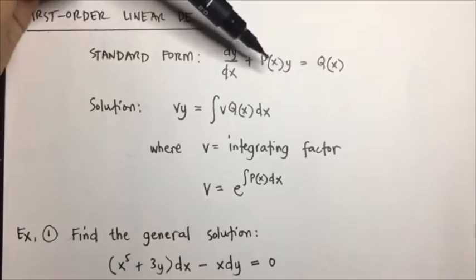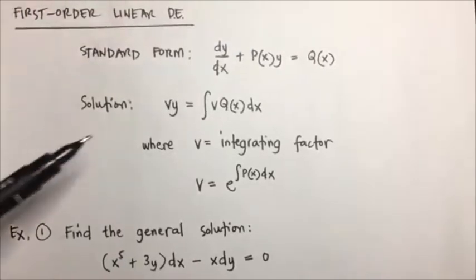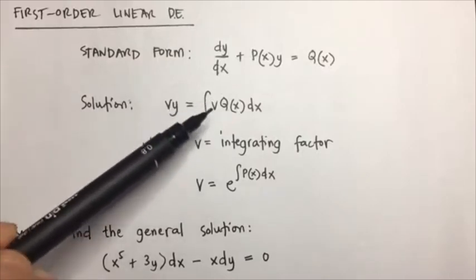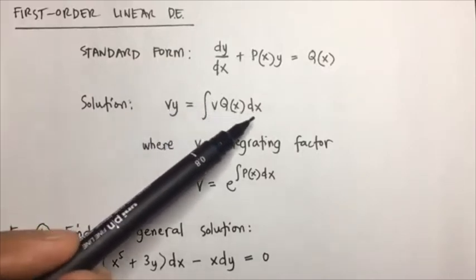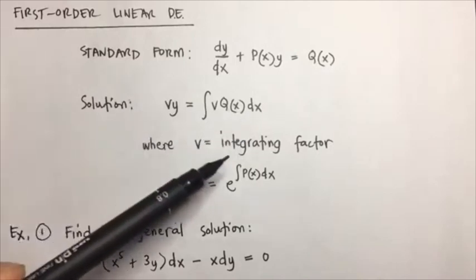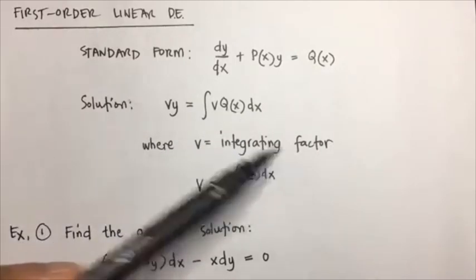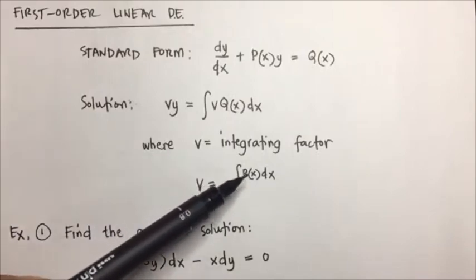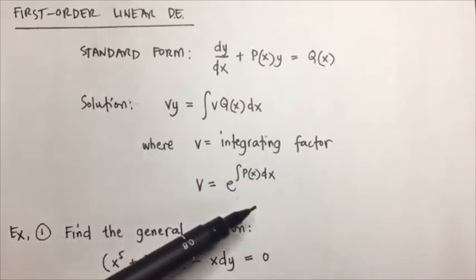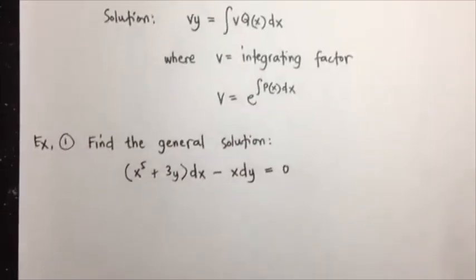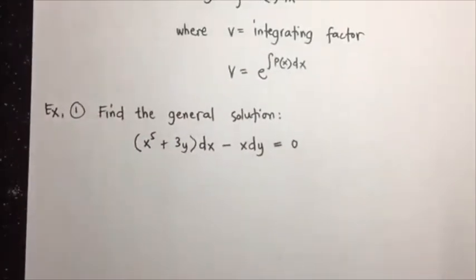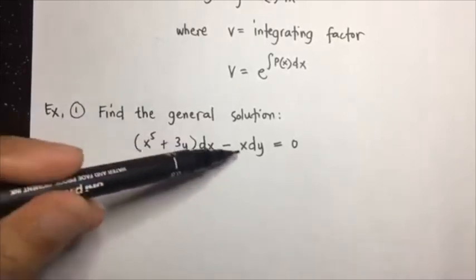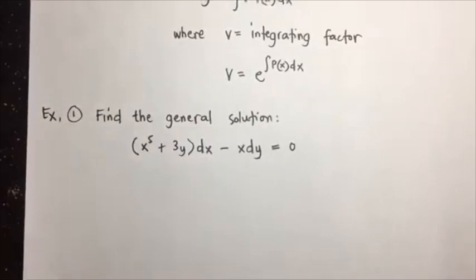For our solution, all we need to do is follow this formula: v y is equal to the integral of v q of x dx, where v is an integrating factor and it is equal to e raised to the integral of p of x dx. Say for example, find the general solution of (x to the fifth plus 3y) dx minus x dy is equal to 0.